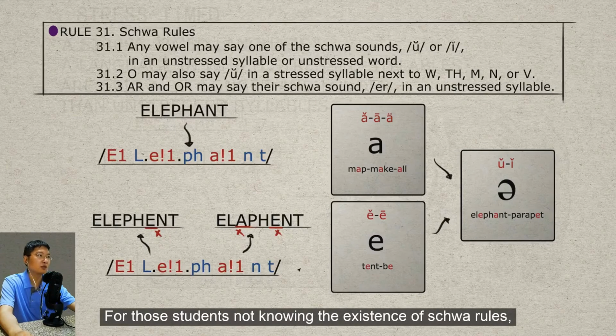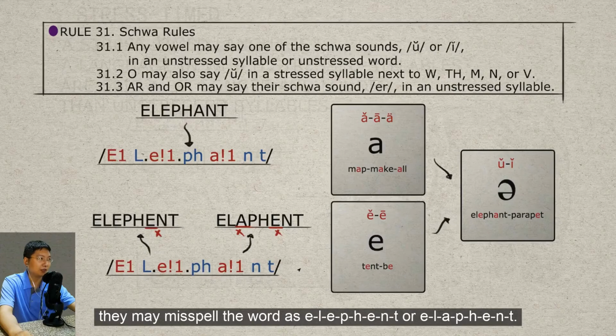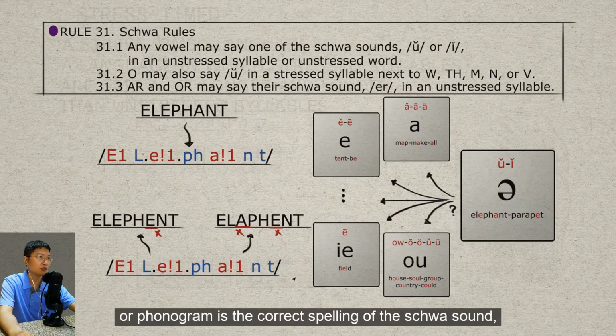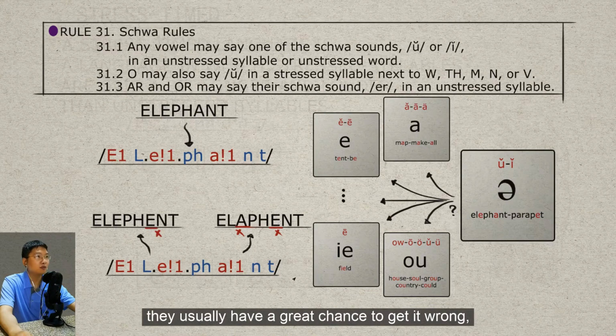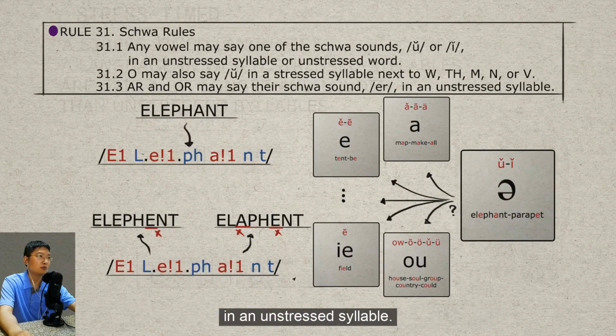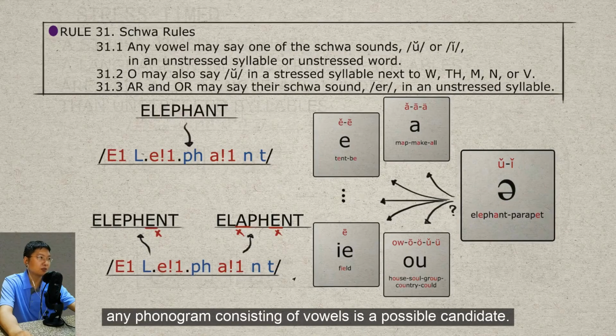For those students not knowing the existence of schwa rules, they may misspell the word as ELEPHENT or ELAPHENT when they try to recall which letter or phonogram is the correct spelling of the schwa sounds. They usually have a great chance to get it wrong, since any vowel may reduce to one of the schwa sounds in an unstressed syllable. In other words, any phonogram consisting of vowels is a possible candidate.